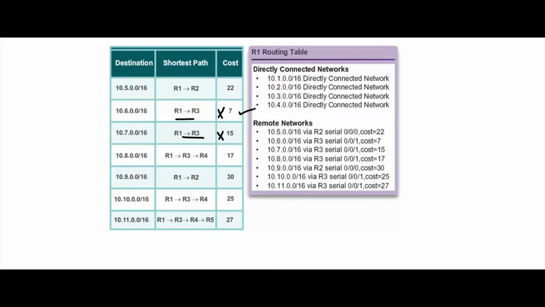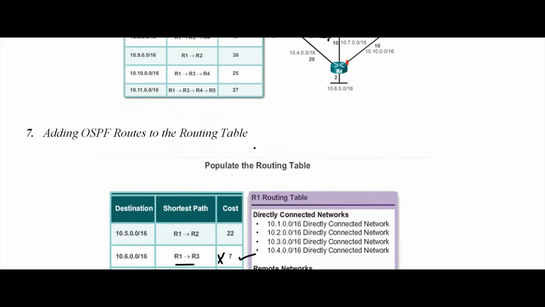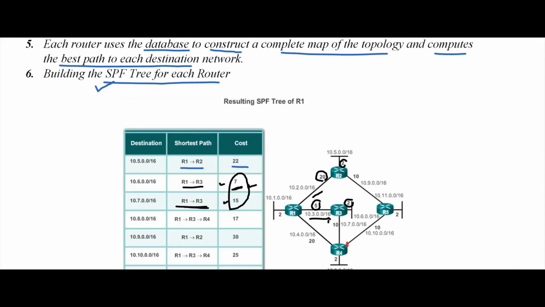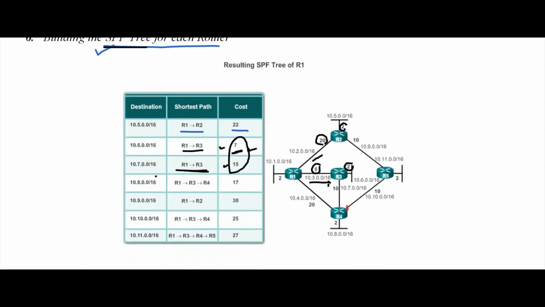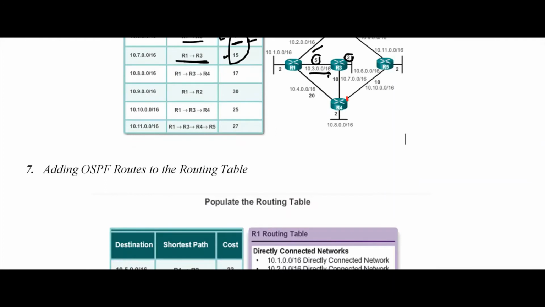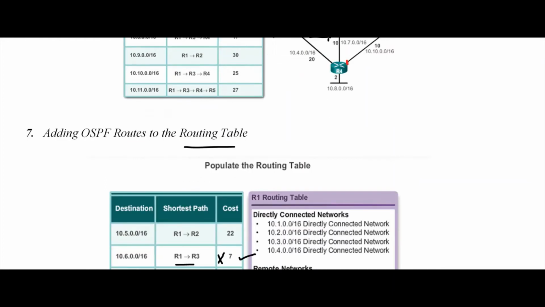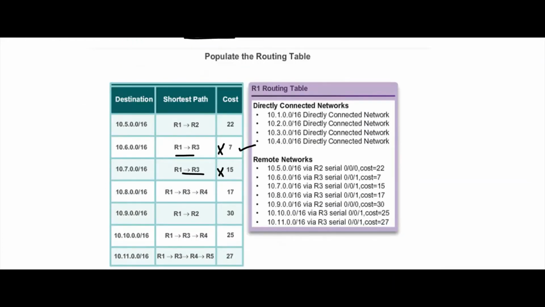This is the last step. The difference between the 6th step and 7th step is that in the 6th step you are creating the shortest path tree. In the 7th step you are selecting the best path and moving it to the routing table. So the routing table will be available like this. This is your routing table. From this shortest path tree, the routing table will be created.